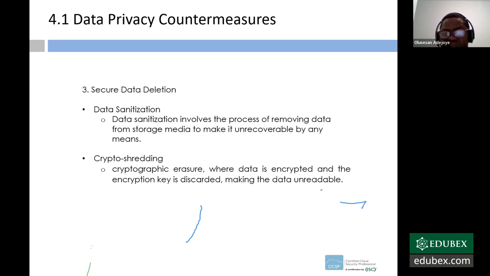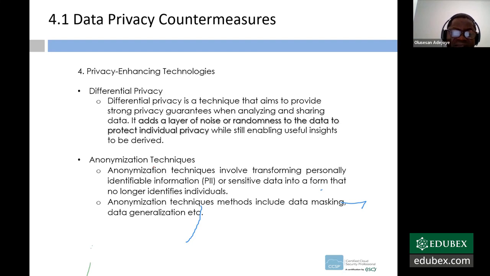And what is crypto shredding all about? Remember, I told you that when you are putting your data in the cloud, you must encrypt it. And you need to decrypt the data with a decryption key. So in cryptographic erasure, we simply destroy the decryption key that will be used to decrypt that encrypted data. Once you destroy that decryption key, the data will be rendered useless. Nobody will be able to decrypt it. That's called crypto shredding.